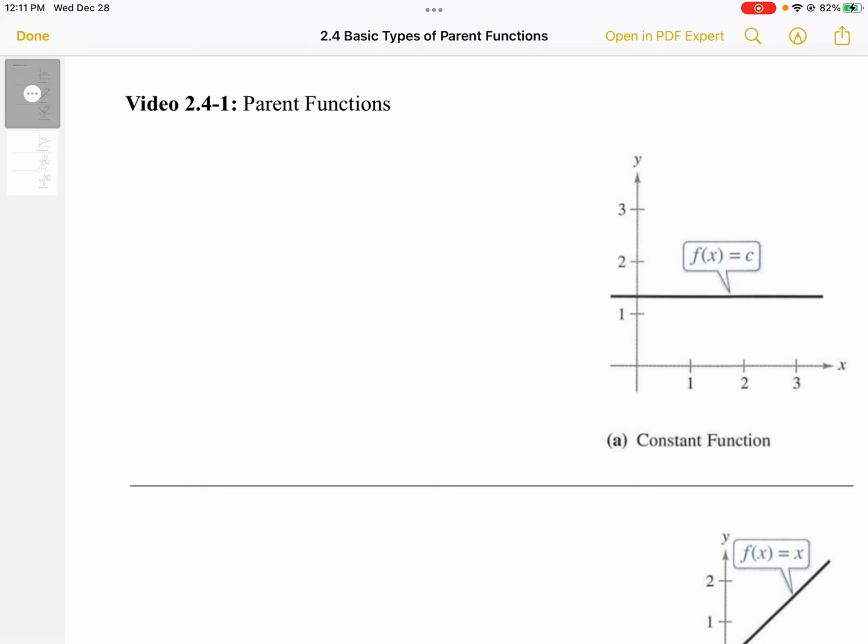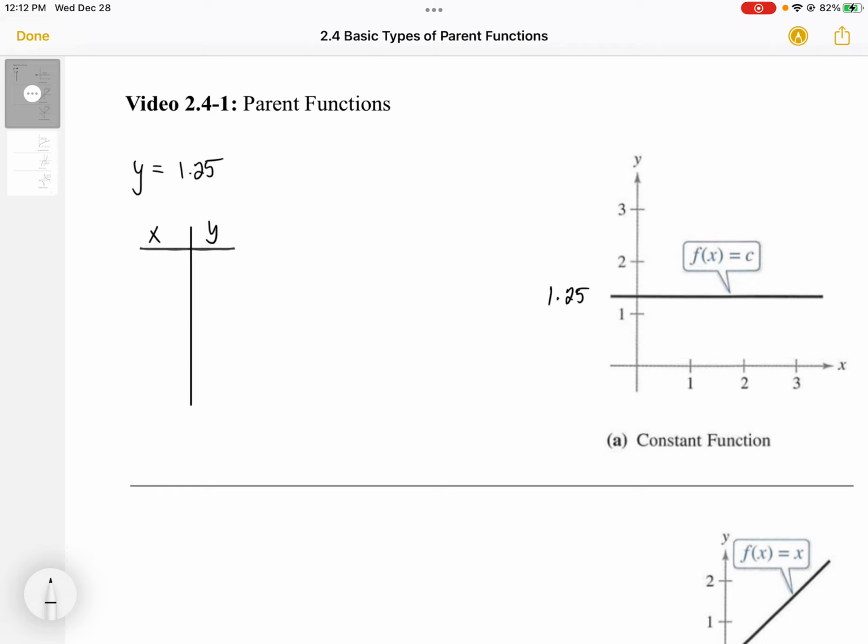Okay, the first one is a constant function. A constant function is simply a function in which the y value is always the same number. So in this picture that's shown, it looks like this y value is approximately, let's say, 1.25. So this function, we could write the equation as y equals 1.25. That essentially means that regardless of the x value, the y value is always 1.25.